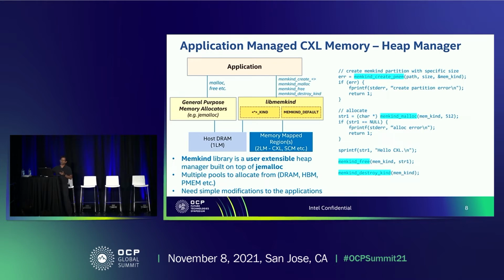But the good thing about this one is that it is multi-threaded because jemalloc is multi-threaded. So it scales well. You get all the fringe benefits of jemalloc. And once you extend that to memkind, you get to take advantage of CXL memory buffers. So that's another way to consume.